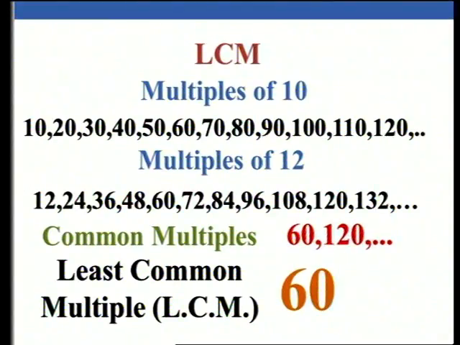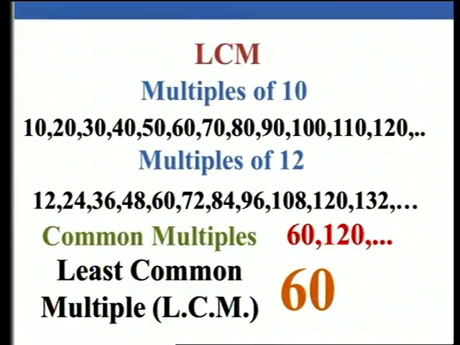Here we will list the multiples of 10 first as 10, 20, 30, 40, 50, 60, 70, 80, 90, 100, 110, 120 and so on, while the multiples of 12 are 12, 24, 36, 48, 60, 72, 84, 96, 108, 120, 132 and the list goes on. We can clearly see that the common multiples here are 60 and 120, out of which 60 is the least number. So the LCM here is 60.